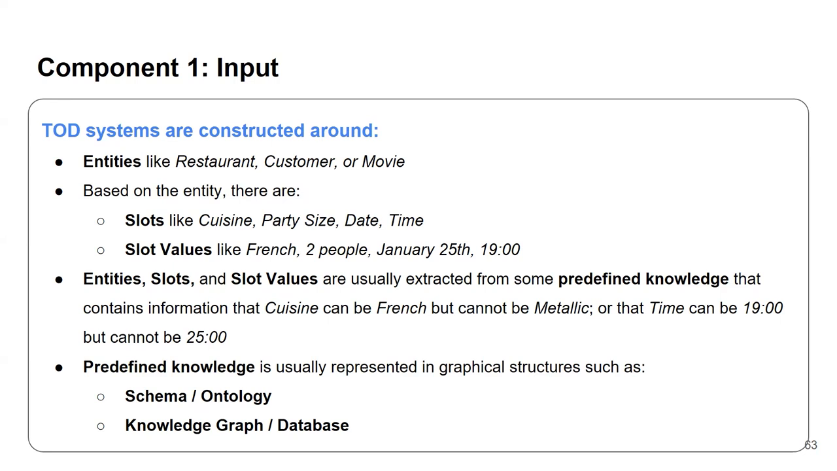And then I said before that we need some kind of predefined knowledge, which you find in the form of knowledge graphs, databases, schemas, or ontology. So these are some graphical structured information where you can just extract, for example, entities. So real restaurants in Orlando.